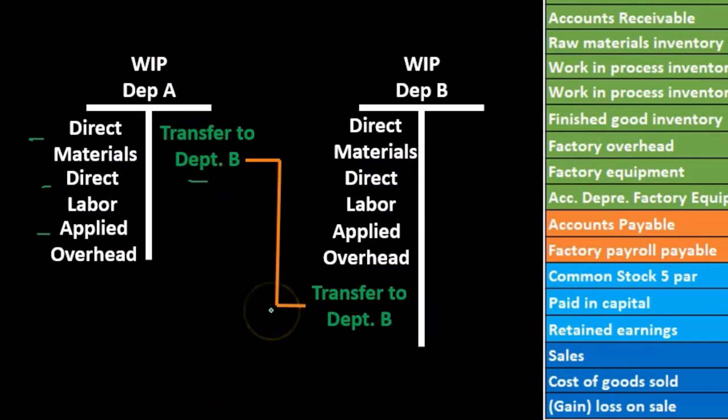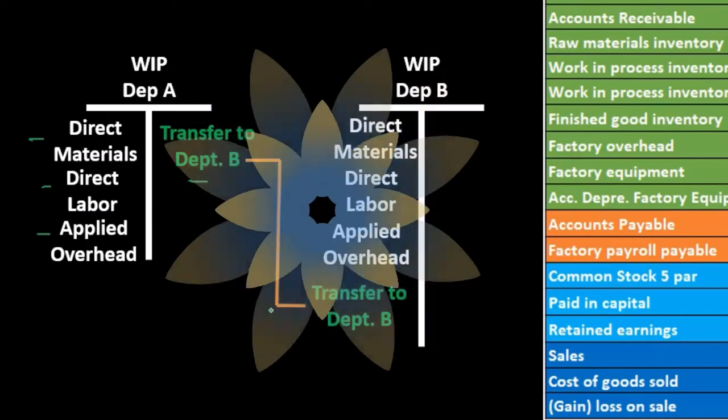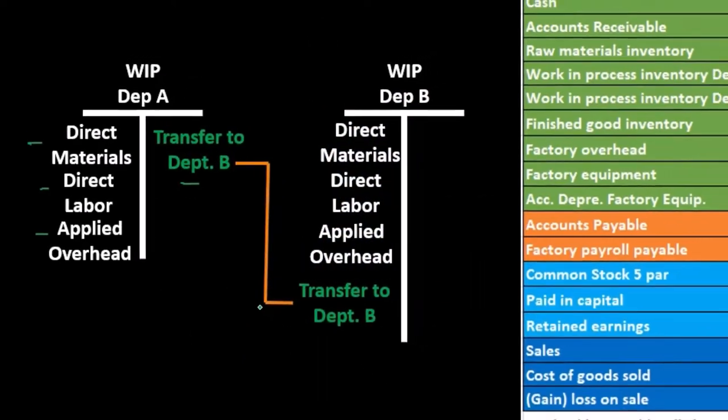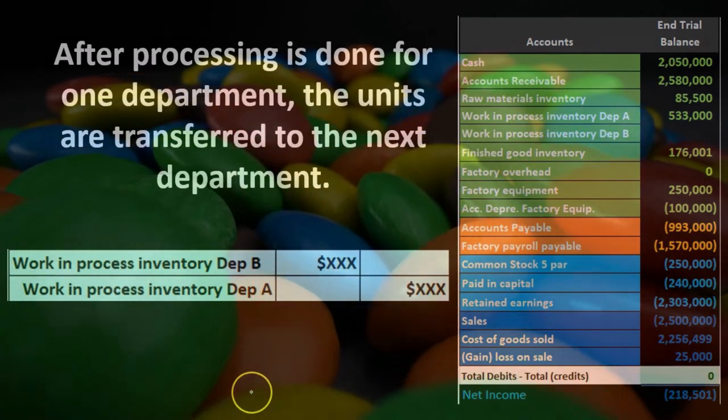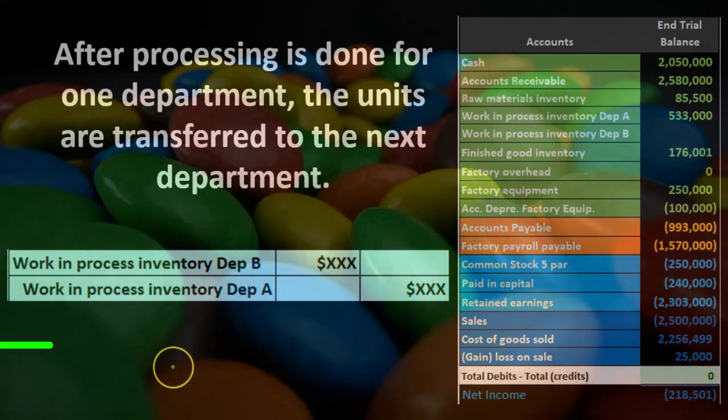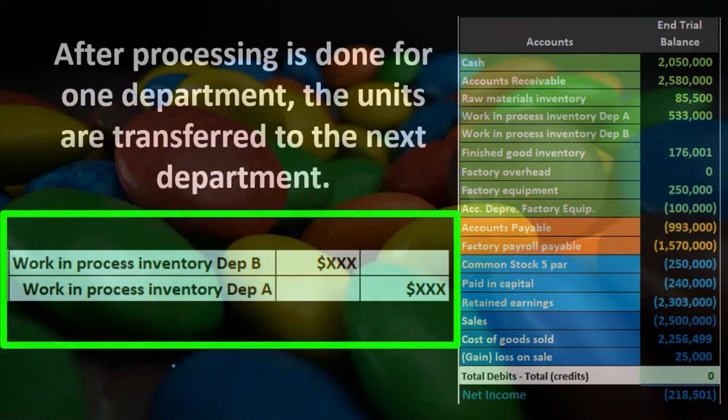We're going to debit department B because now we've transferred the actual candy into department B, which will then go into the wrapping department. Now we have work in process for department B increasing with a debit and work in process for department A decreasing with a credit.